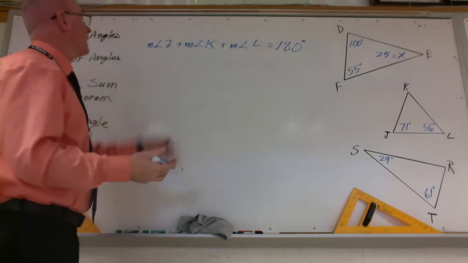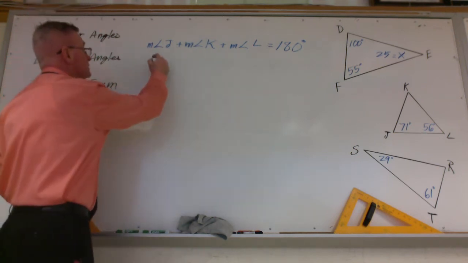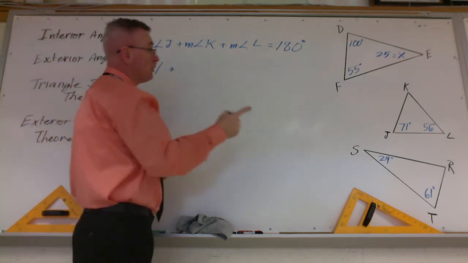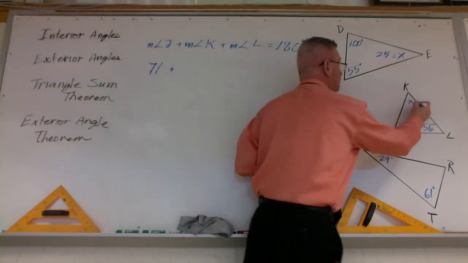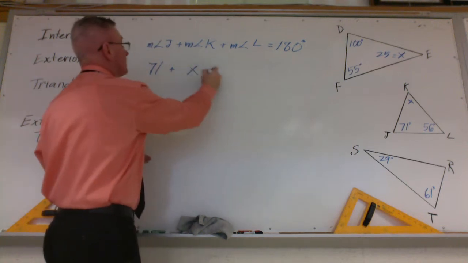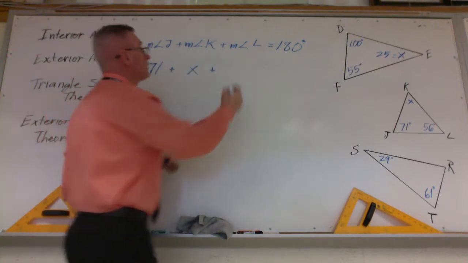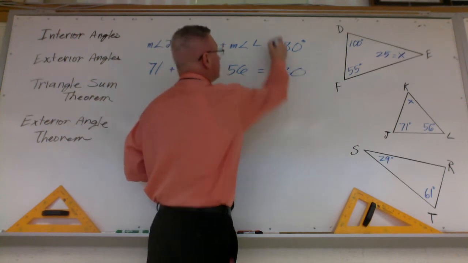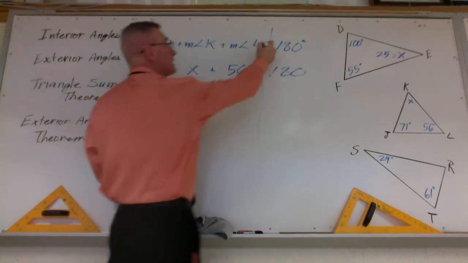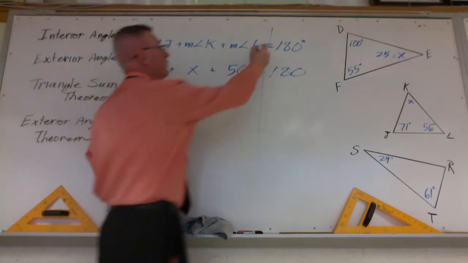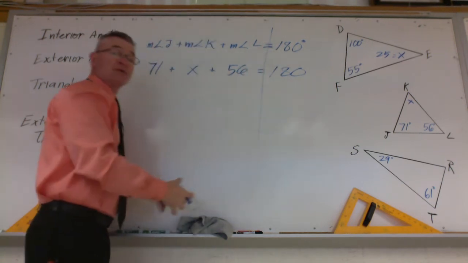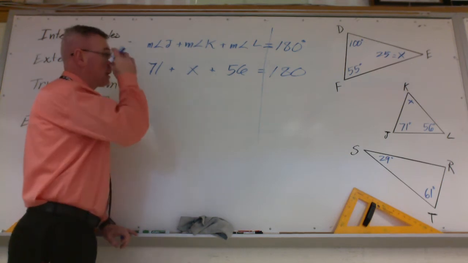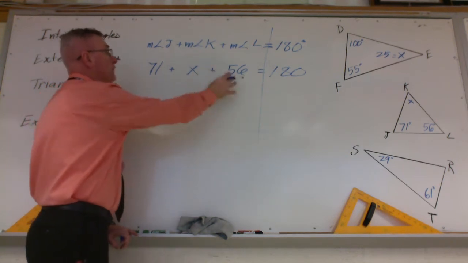Now, what do I know? Well, I know the angle for J, so 71 degrees. I don't know the measure of angle K, so that's my X. Measure of angle L is 56, and it equals 180. Notice how when I do this, my equal signs are all lined up so that I keep track of what's on my left and the right side of my problems. In fact, I usually draw a line down that way. You should too. So we're going to move that 56 over here.